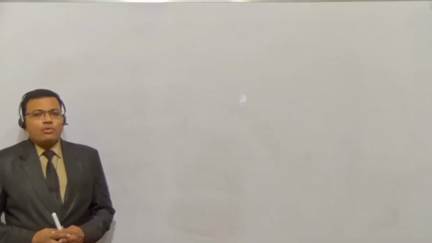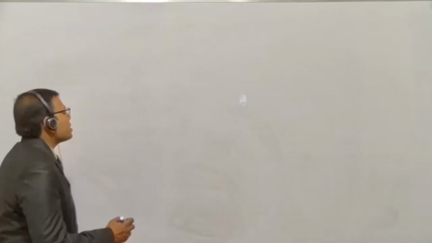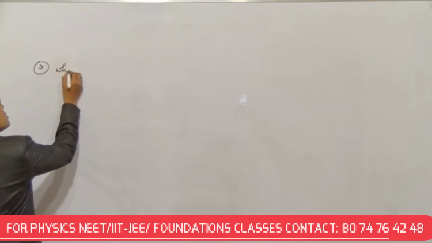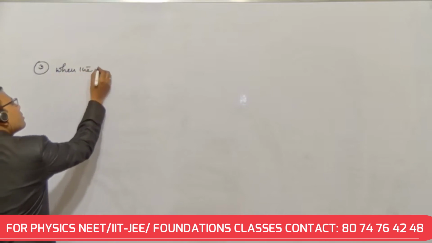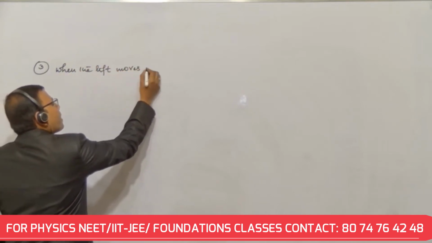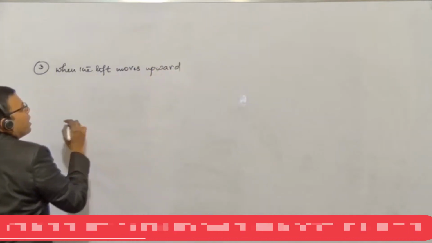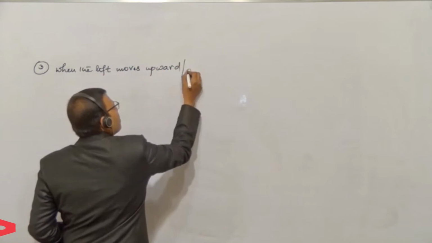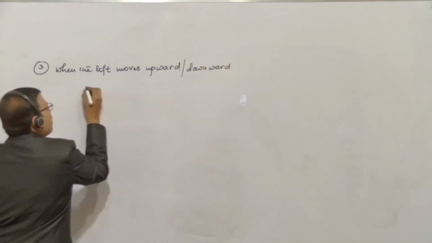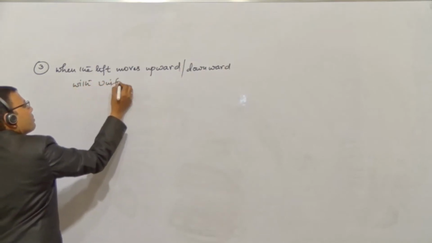Now, students, let us move to the next case for apparent weight in a lift. The next case is case 3. And this case 3 says, when the lift moves upward or downward with uniform velocity.